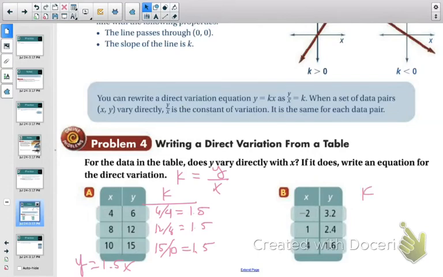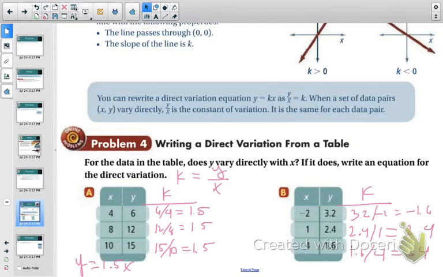Let's find k here. This is going to be 3.2 divided by negative 2, which gives us negative 1.6. This is going to be 2.4 divided by 1, which is just positive 2.4. And then this is 1.6 divided by 4, which is 0.4. So this one is not, because all of your values are different here. So this is not a direct variation.